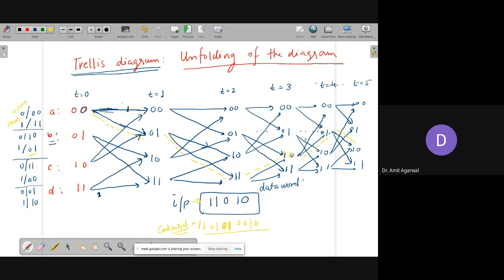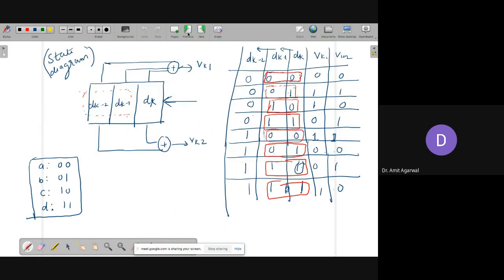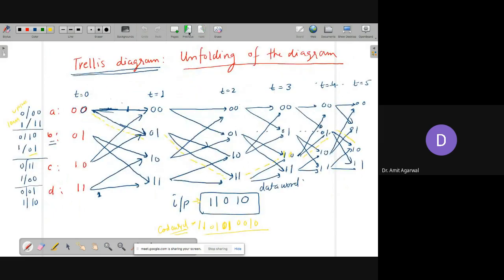So this unfolding of the state diagram makes it a little simpler to get this. And in decoding also, we'll see how this Trellis diagram helps us in decoding of convolutional codes. So what we have seen till now is the state diagram. The convolutional encoder has memories, and we have seen how to unfold the state diagram and find the Trellis diagram, and how to use this Trellis diagram in order to find a code word corresponding to data.